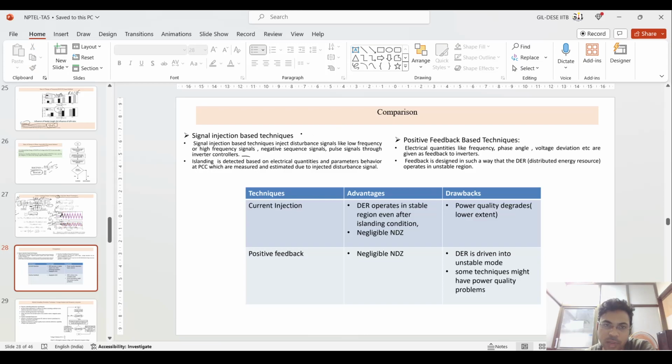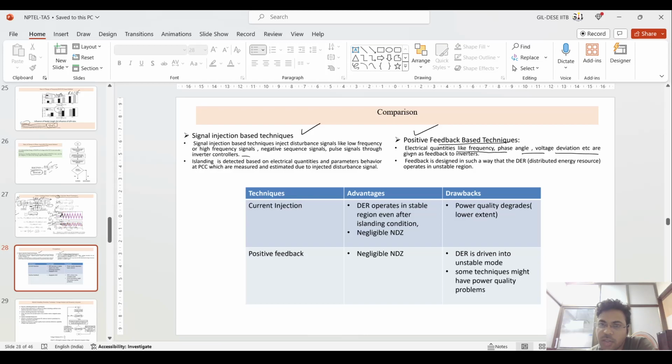Coming to this comparison, there are two types of active injection methods. The first is the signal injection active islanding detection technique. The second is the positive feedback based technique. In the first, as I told you, you inject a disturbance signal at a frequency lower than the nominal frequency, that is 50 Hz, and based upon this frequency variation, you can tell that this is an islanding situation.